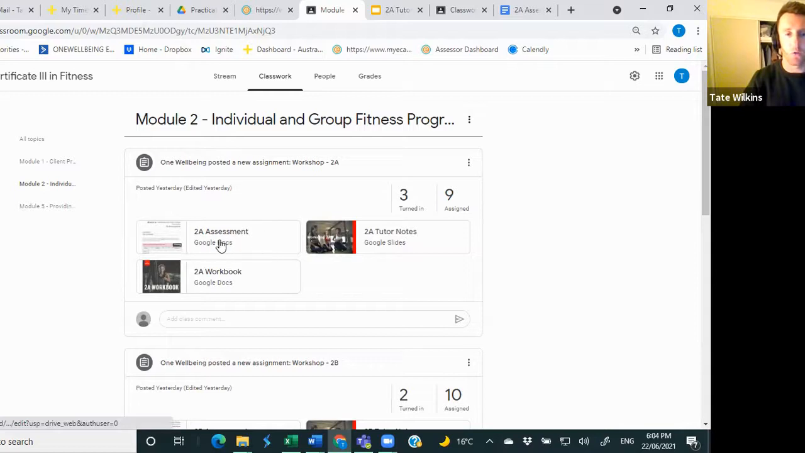If you can go to 2A, open up your 2A assessment. We'll dive straight in.